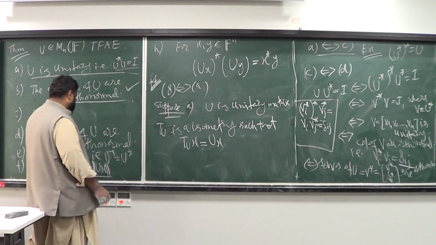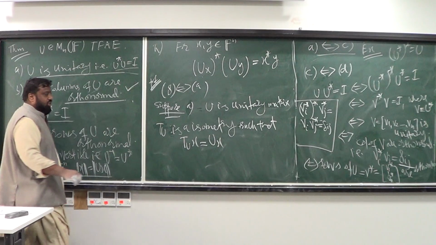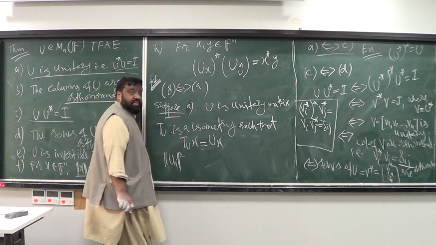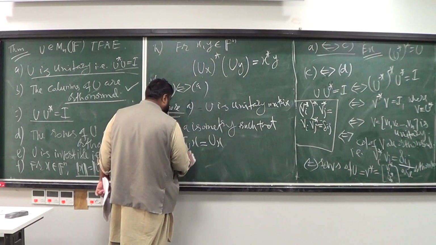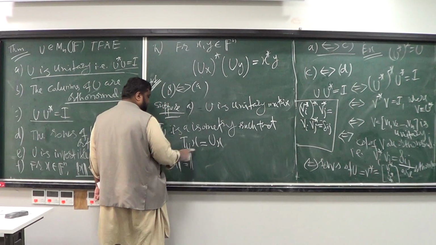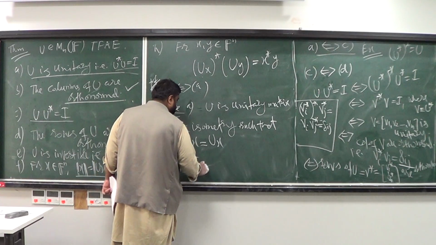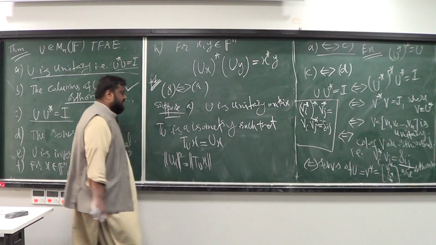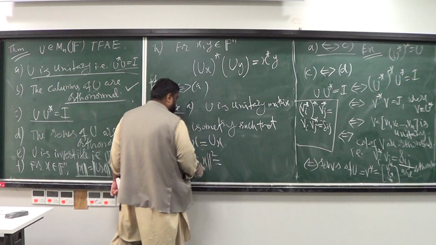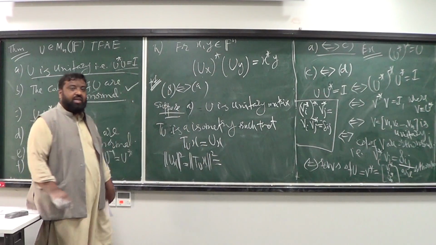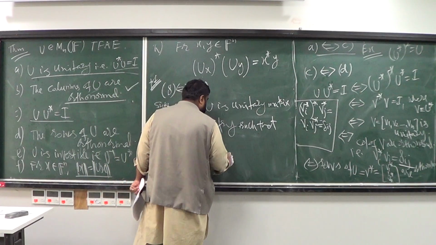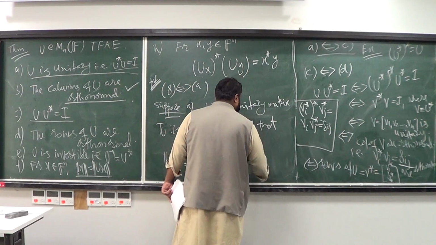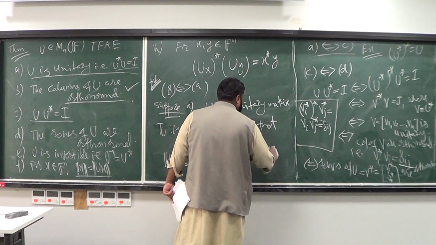Now I want to show this identity. So how can I show it? If I take Ux square and equate it, so the Ux is equal to Tux, transformation of x square. But this Tu is an isometry, so this must be equal to norm of x square, and this implies norm of Ux is equal to norm of x.